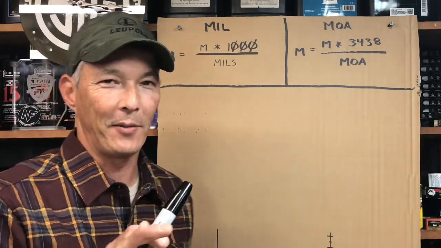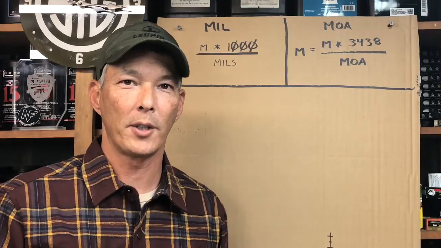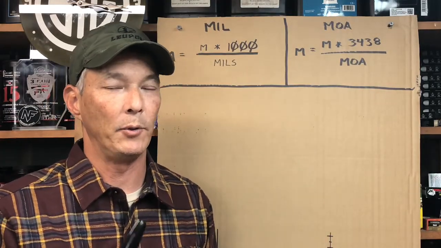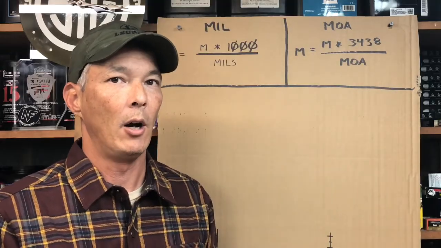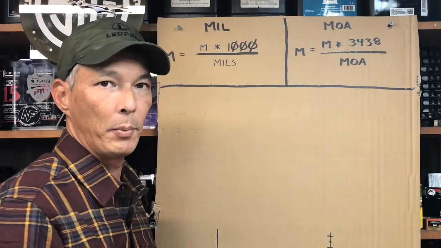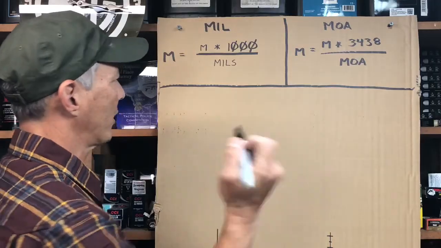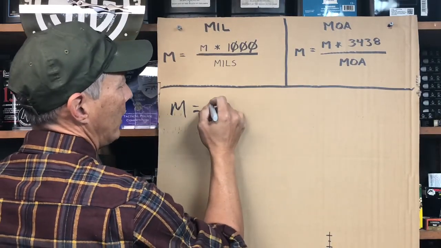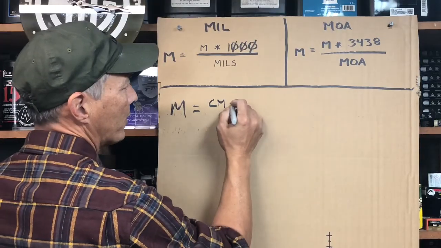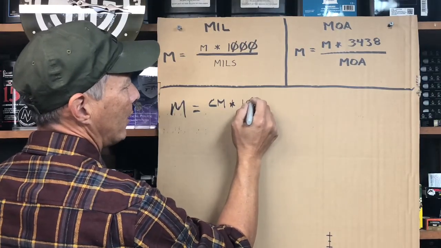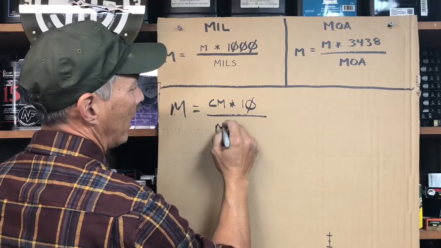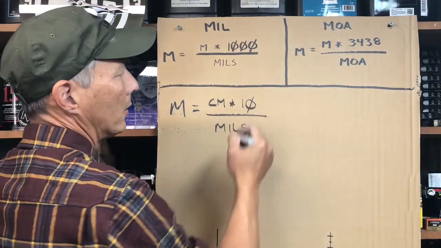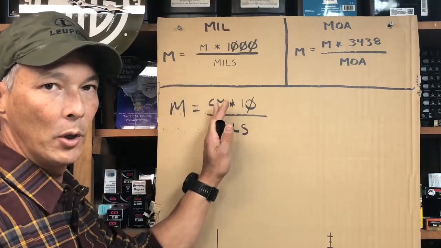Now, a lot of you might be saying, smaller steels can be hard to measure in meters, it might be centimeters. Well, it's really simple. If you're trying to determine for centimeters, all you use is 10 as your multiplier. So meters equals the height or width in centimeters times 10, your constant, divided by mils observed. That's going to be your formula for meters with a mil reticle.